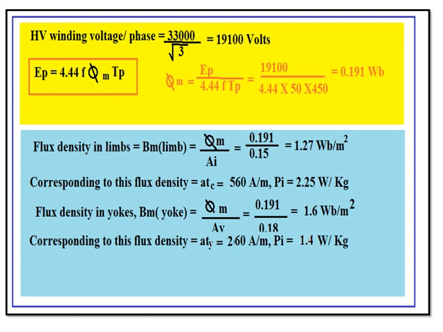So Bm of yoke equals phi m divided by area of yoke, printed as AY. Area of yoke is 0.18, so we are getting 1.6 Webers per meter square. Again, corresponding to this flux density, go with the help of the graph. ATY, the MMF per meter of yoke, is 260 ampere turns per meter. Loss per kg is 1.4 watts per kg. These data are taken from the graph.